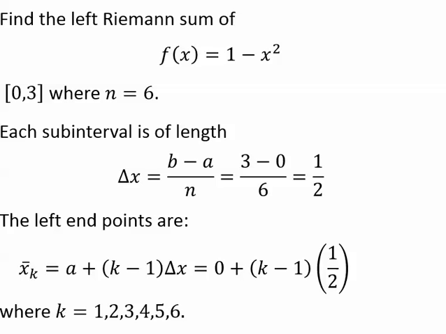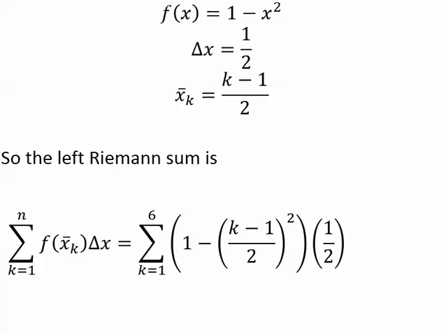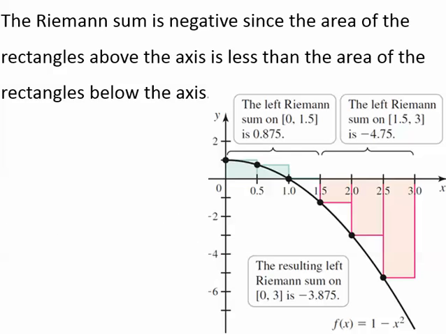Simplify the expression, and then set up the left Riemann sum. After you set up the left Riemann sum, evaluate using methods of the previous section. Again, we have a negative Riemann sum. The area of the rectangles above the x-axis is less than the area of the rectangles below the x-axis, so the overall result is negative.